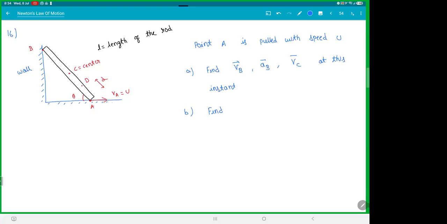Find the trajectory of point D. Trajectory meaning in which path does point D travel. So options would be something like straight line, circle, and all that stuff. So let's get this.